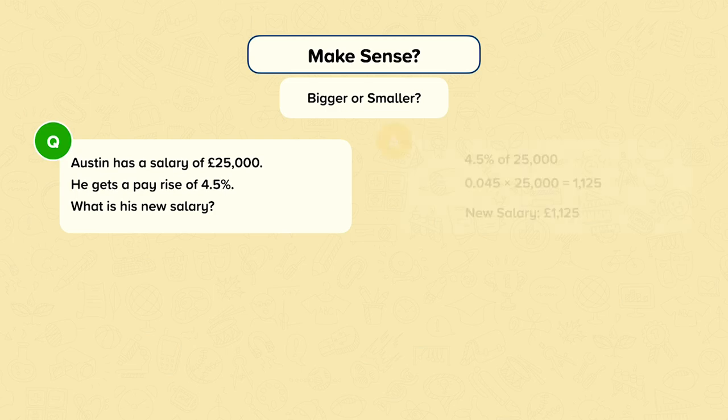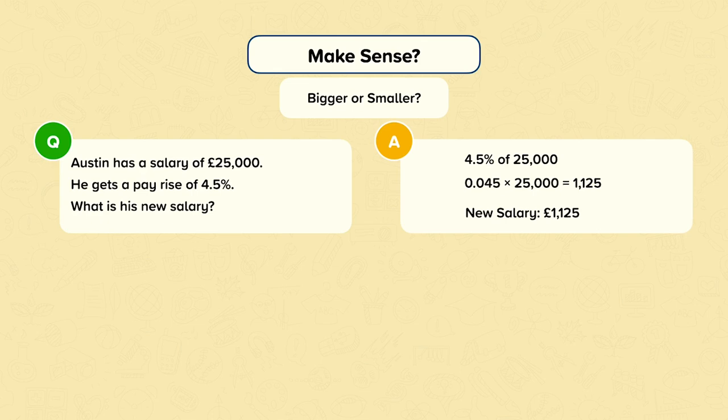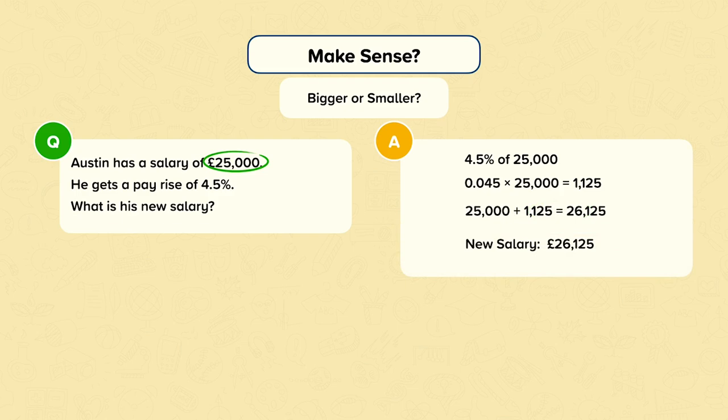Let's take a look at an answer that somebody has given. They get a final answer of £1,125. But if we compare his old and new salaries, we can see that the new one is lower. Austin had a pay rise, so this new value should be higher. So there's been an error. Can you spot where it's been made? They have found 4.5% correctly, but they need to add it on to the old salary to get a new salary of £26,125, which does make sense. It is higher than his previous salary.